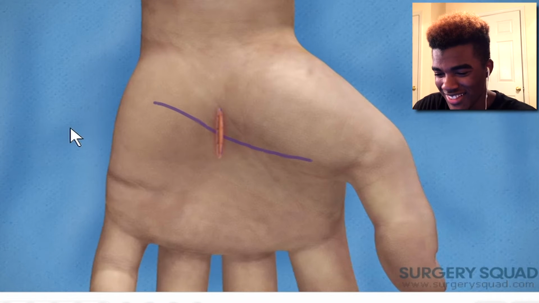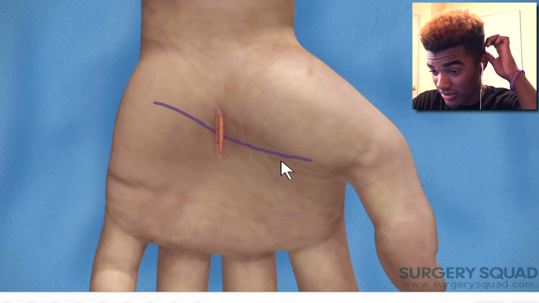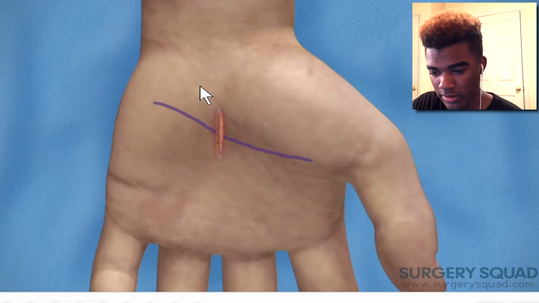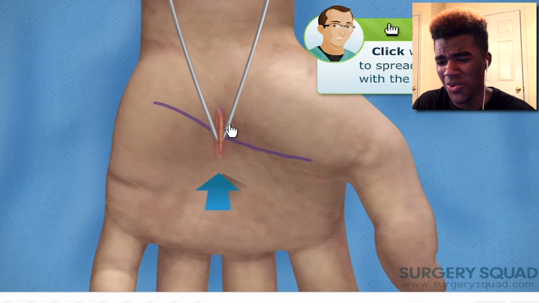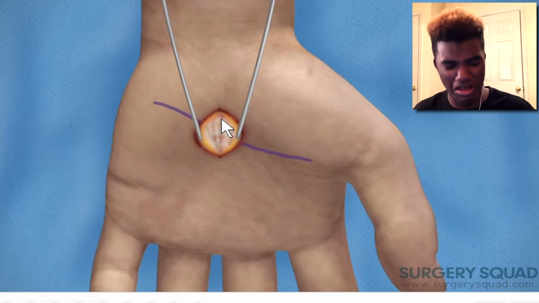Now, spread the incision wider to expose the transverse carpal ligament. This band of tissue is the cause of the problems. Okay. Place the retractors into the incision and spread it open. Oh! I think you're a natural at this.